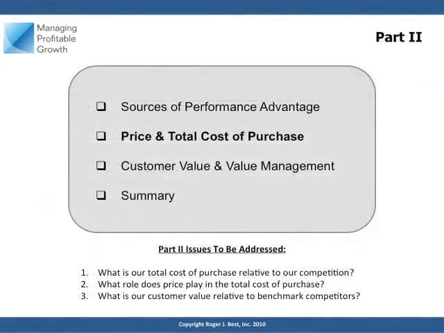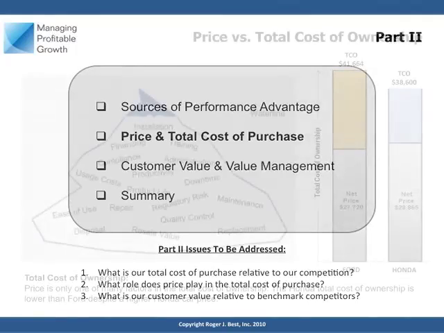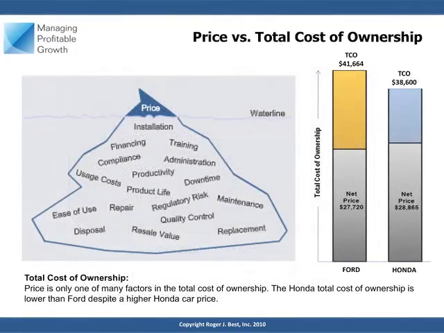In Part 2, we'll examine the price-cost side of the equation. Performance is not free, and there are costs associated with different levels of performance. While we often look at price as the most significant cost of purchase, there are many other ownership costs that can impact the total cost of ownership over a product's useful life.